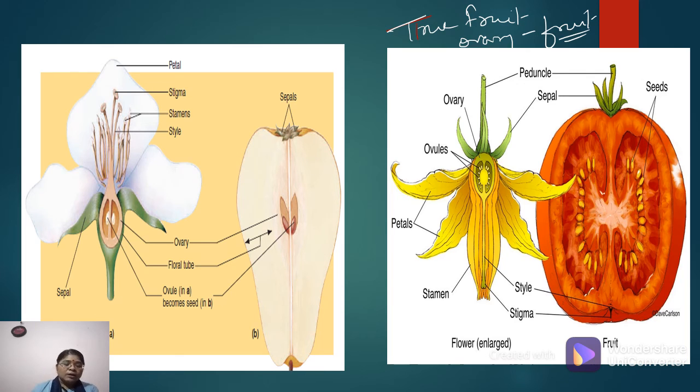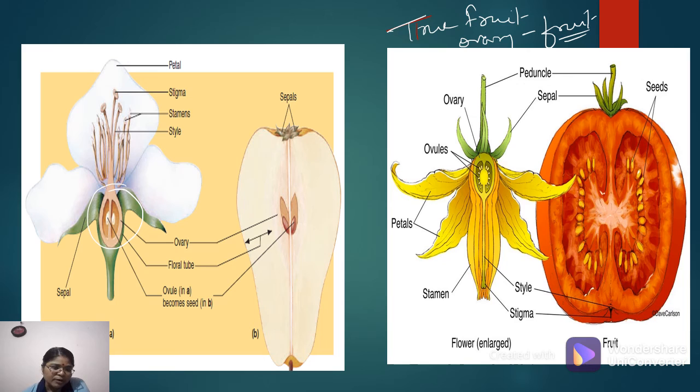Now coming to an example of a false fruit. Why am I saying false fruit? Just take your attention here to this part. You can see here that there are sepals, you sometimes see these in an apple, and the pear as we call it. So what do you see here? Now this is the locule and this is the seed, and this is the part of the ovary.